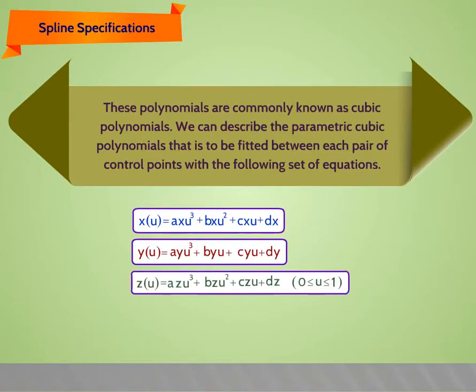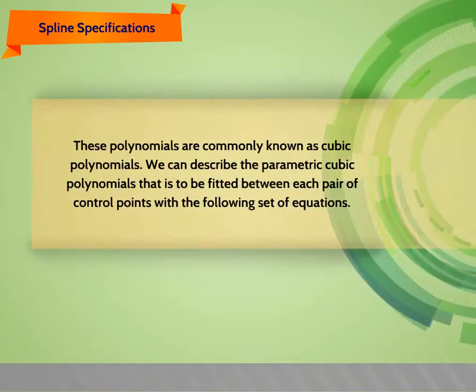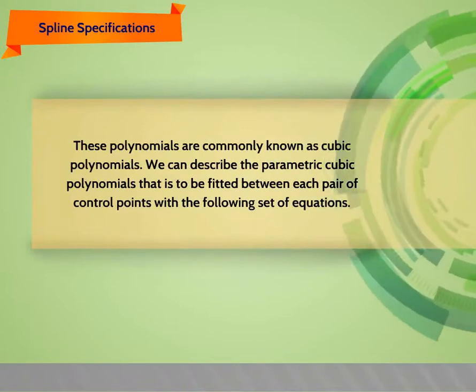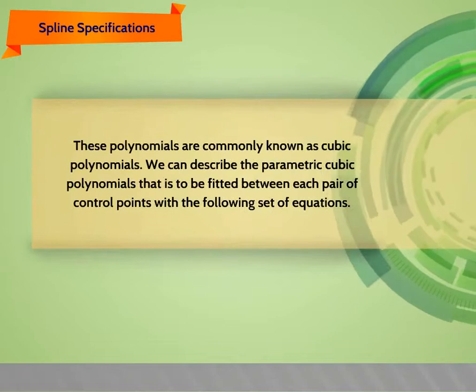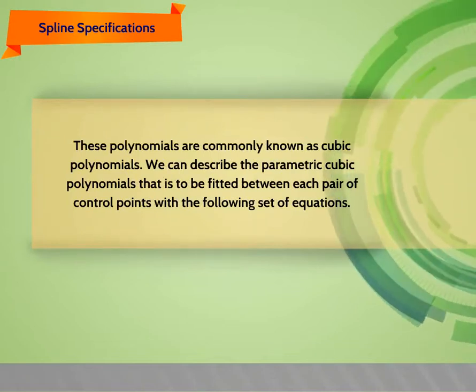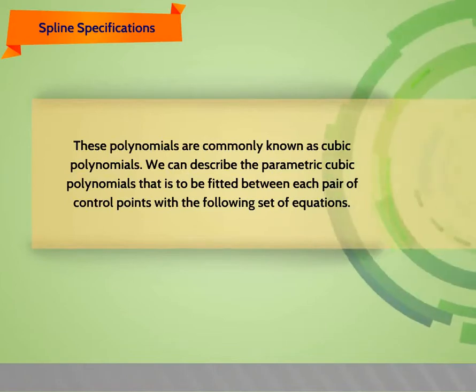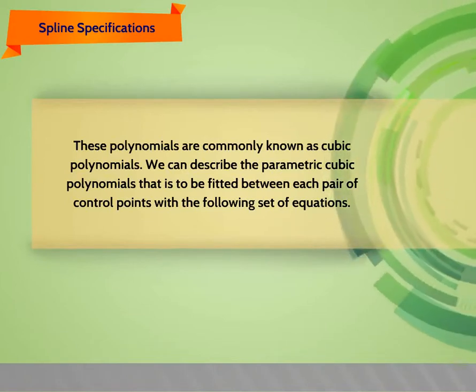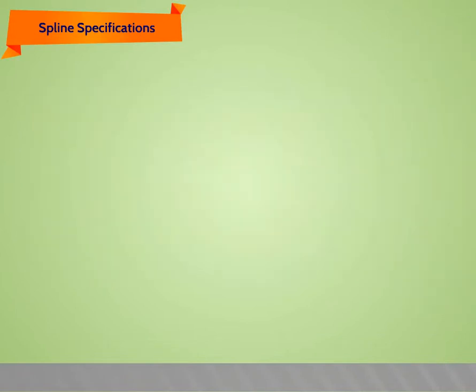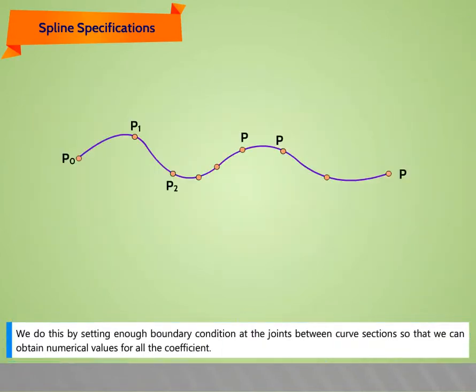We can describe the parametric cubic polynomials that are to be fitted between each pair of control points with the following set of equations. We do this by setting enough boundary conditions at the joints between curve sections so that we can obtain numerical values for all the coefficients.